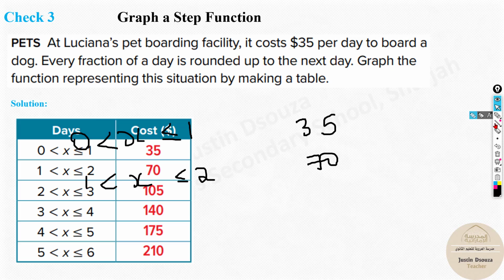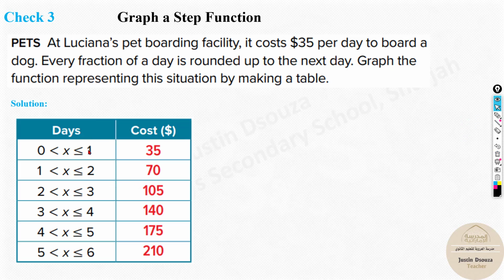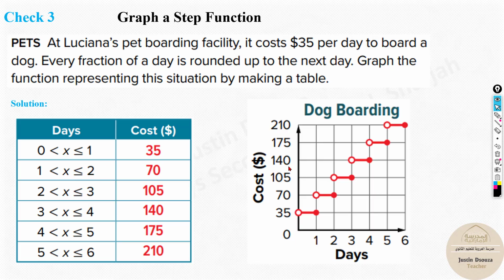So it will be 0 for x greater than 0, less than or equal to 1, it's 35. But greater than 1, less than or equal to 2, it's 70. And you can see this is how it goes on. Now graphing is very simple. Over here also, see where the greater than or equal to is. At 1, and on the right side at 2, it's the points. The left side is just greater than, so it is holes. So this is how we can easily graph.